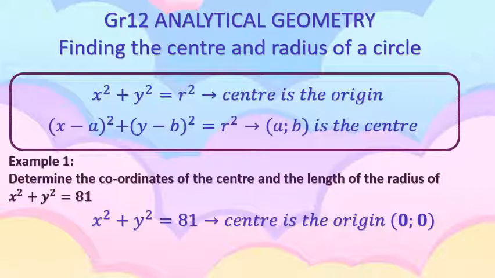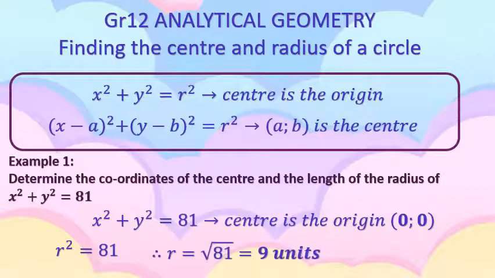Now let's have a look at the radius. This is of the format x squared plus y squared equals r squared. So r squared gives us 81. How do we get r squared, r all by itself? We square root both sides, of course. And so you can tell me that the length of the radius is going to be the square root of 81, which is 9.